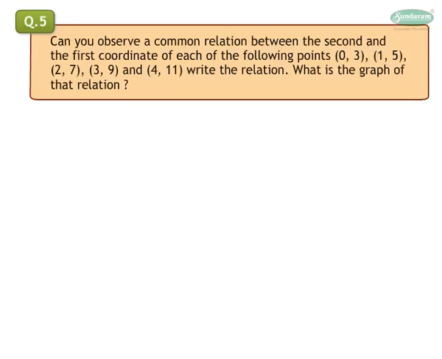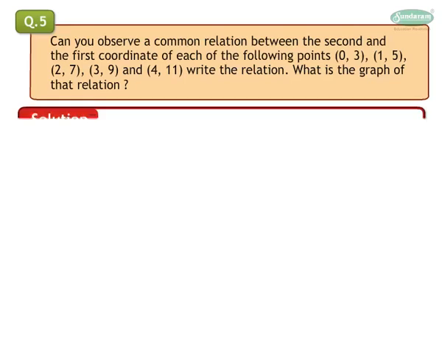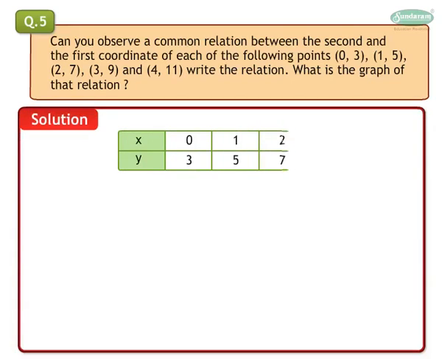Question 5. Can you observe a common relation between the second and the first coordinate of each of the following points? 0, 3; 1, 5; 2, 7; 3, 9; and 4, 11. Write the relation. What is the graph of that relation? Solution. Let us write the coordinates in tabular form. If we closely examine, we notice that the y coordinate is 3 more than 2 times x.